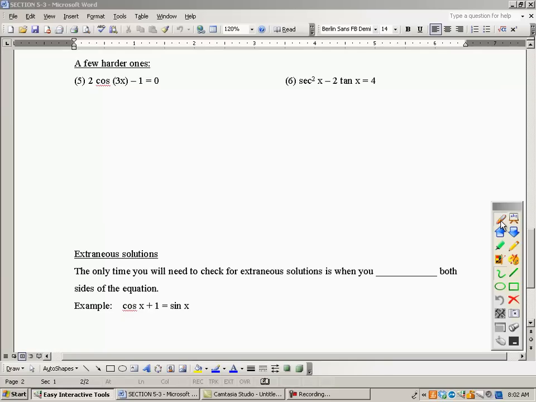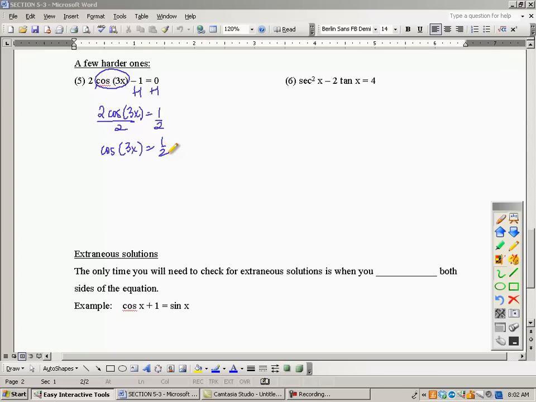All right, let's take a look at 5. We get a little harder, and I don't want to say it's too much harder. It's just the end result that's going to be different. Our process is still the same, though. We would like this cosine to be by itself, so we're going to add 1. 2 times the cosine of 3x equals 1. When I divide by 2, the cosine of 3x equals 1/2.